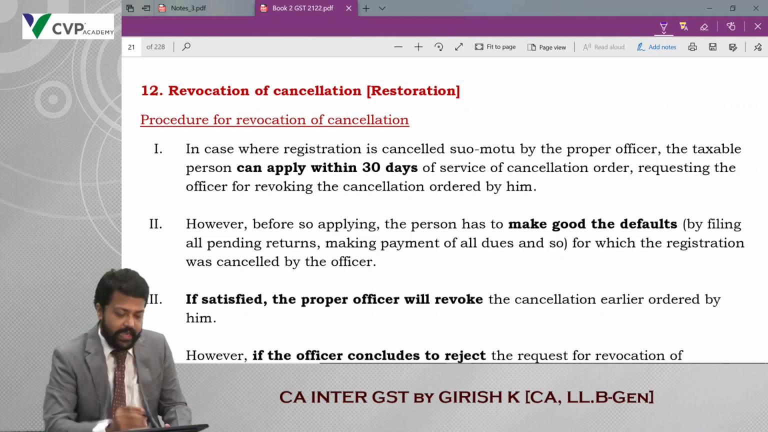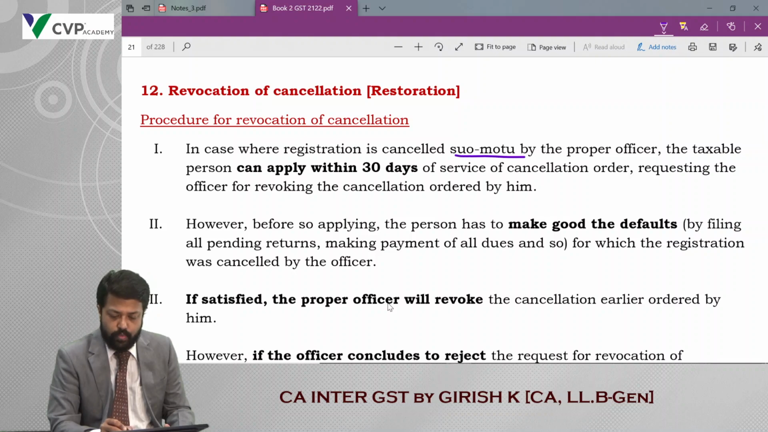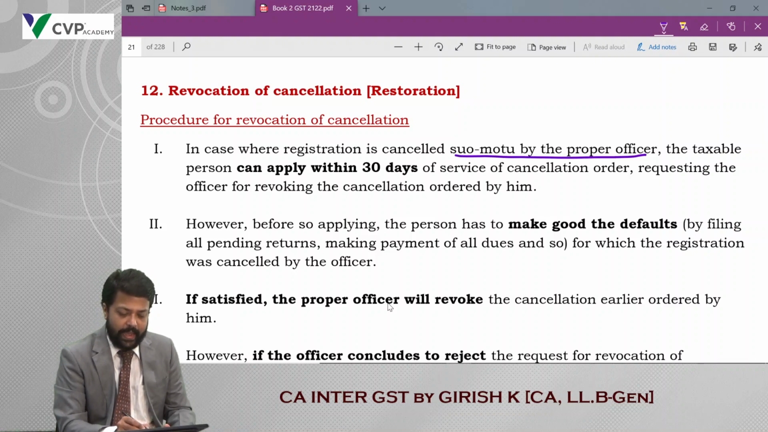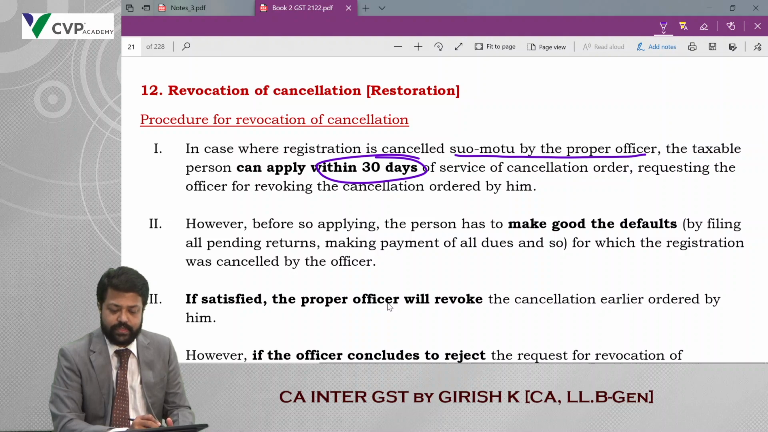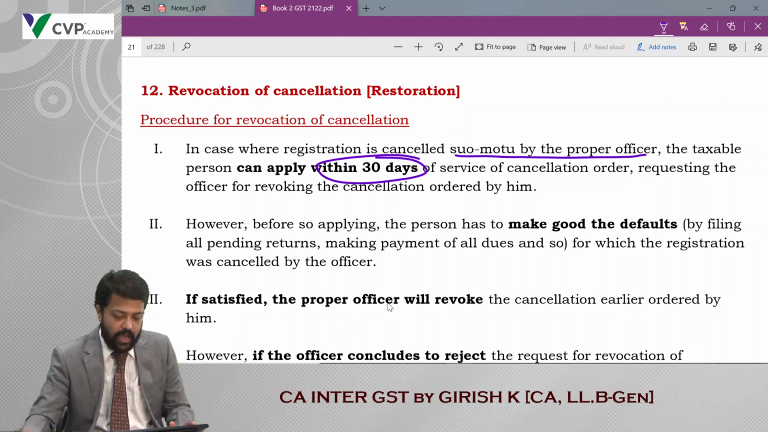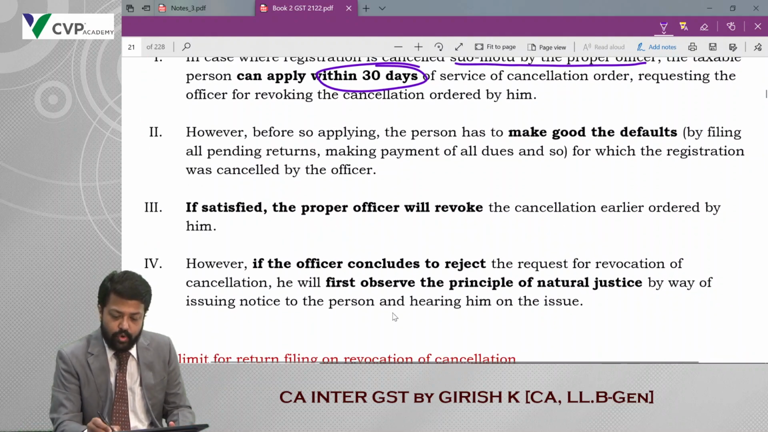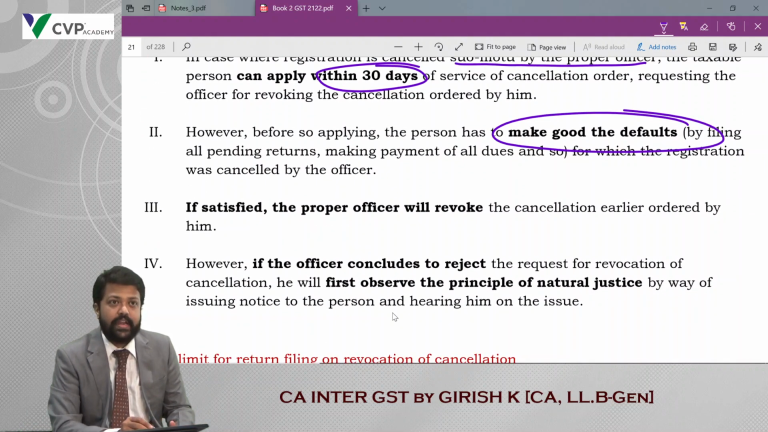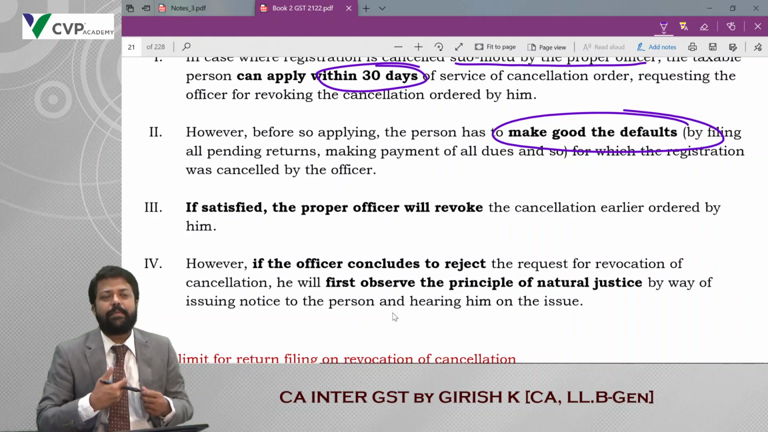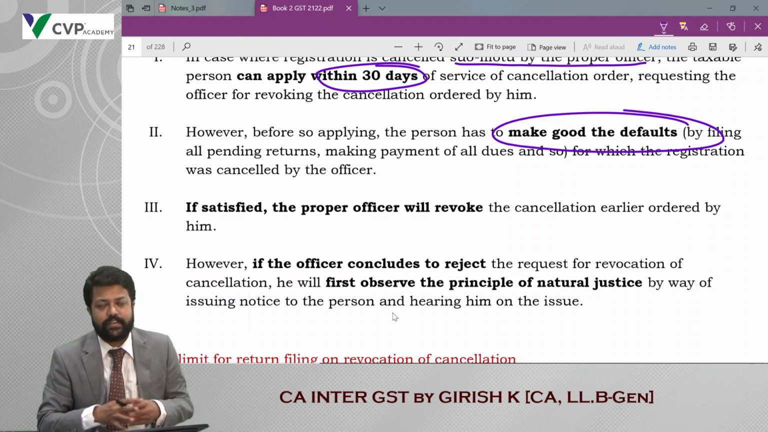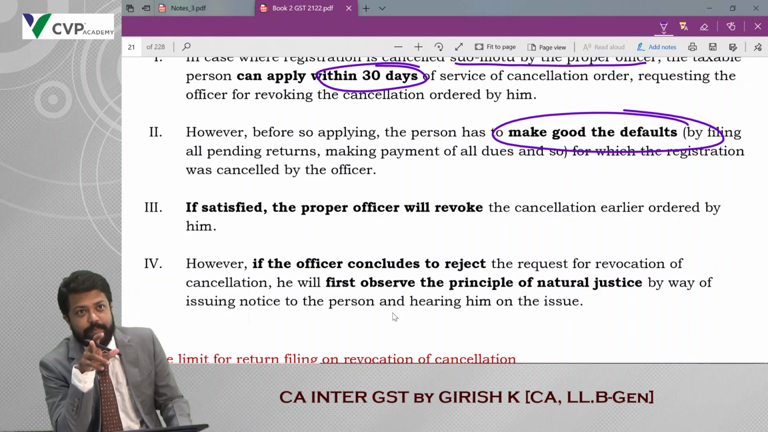What is the procedure? In a case where registration is cancelled suo motu by the officer, the taxpayer can apply within 30 days of the service of the cancellation order, requesting the officer to revoke the cancellation. However, before applying, the person has to make good the default by filing all the pending returns and making payment of all the dues. Whenever the application is made, a hearing is given to him. During that hearing, the officer checks whether those returns which were pending for 6 months were filed. 6 months is the period given; if returns are not filed for 6 months, then the officer can cancel the registration.